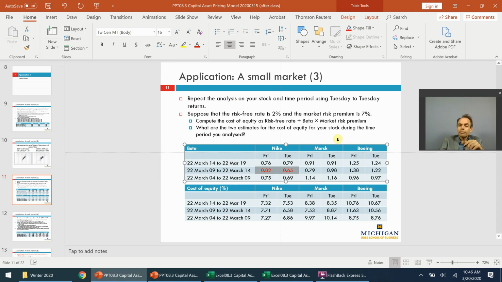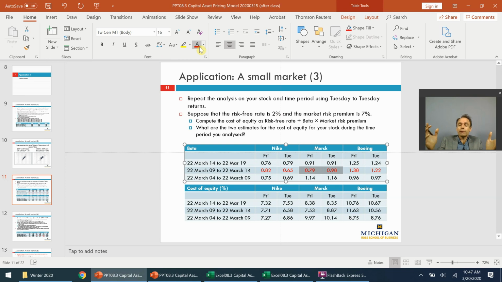Look at the figures for Boeing in that same time period, 1.22 versus 1.38, or even for Merck, 0.98 versus 0.79. Now, in computing these beta estimates, nothing's changed in the economy, nothing's changed in the companies, and it's the same time period, same data period under analysis.